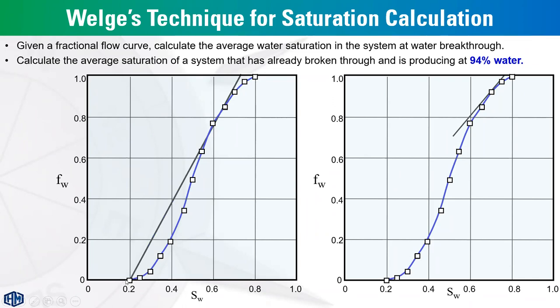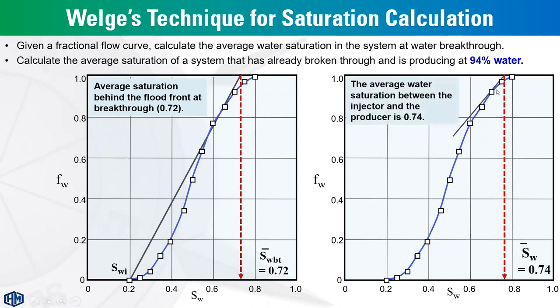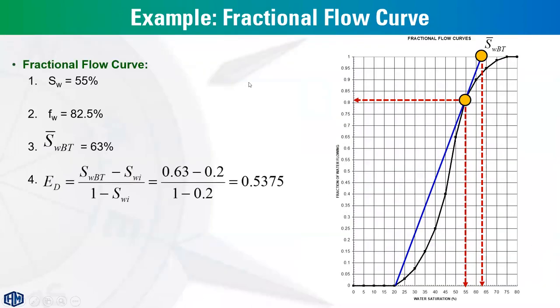If we draw a tangent line from Swi to the fractional flow curve, then at the point where fw equals one, we have the average water saturation behind the flood front. This is the water saturation behind the flood front between the injector and producer, at an average water saturation of 74%. So this is an analytical approach to characterize the expected water flood performance.